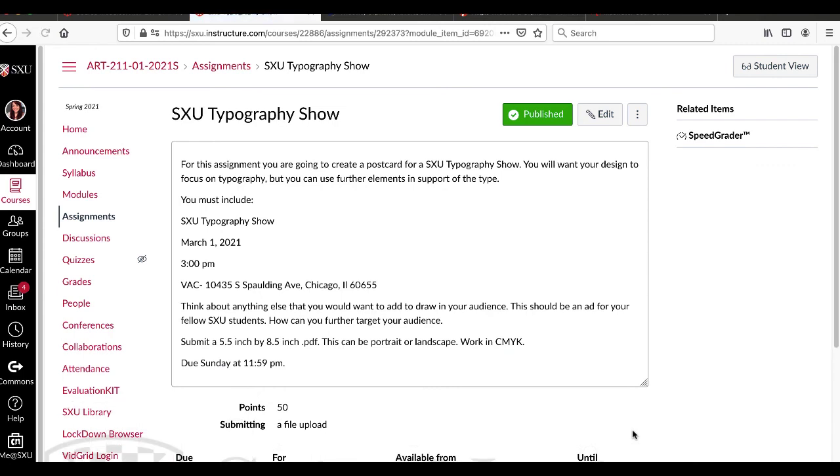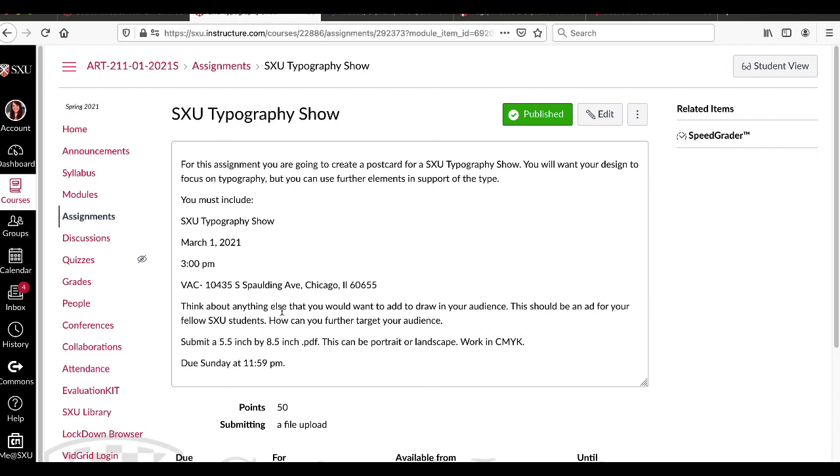And then due Sunday is the SXU typography show. So let's say you guys as a class putting on a typography show, you're going to create a postcard for the SXU typography show. Okay? You want your design to focus on typography, but you can use further elements in support of the type. You must include SXU typography show, the date, the time, and the location. Think about anything else that you would want to use to draw on your audience. This should be an ad for your fellow St. Xavier students. So how can you target them?